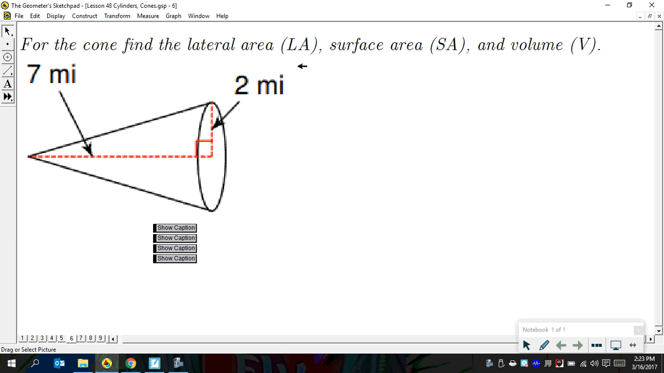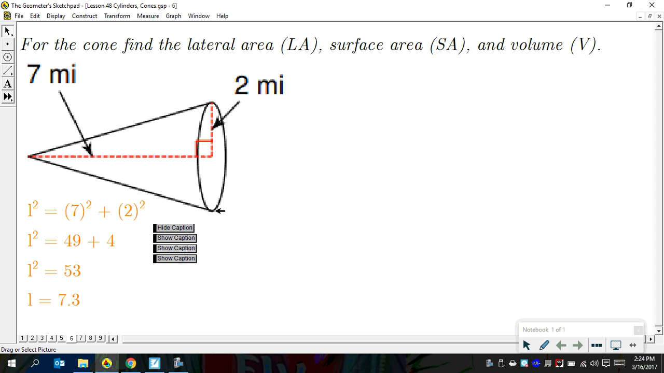In order to do all three of these, lateral area, surface area, and volume, I'm going to need my slant height, so I need to do Pythagorean theorem. I have this right triangle where the slant height is my hypotenuse, so I can do a squared plus b squared equals c squared, and I can solve to get that the slant height is 7.3. And that should make sense because the hypotenuse should be the longest part of the right triangle, and therefore my slant height should be longer than 7 and 2.